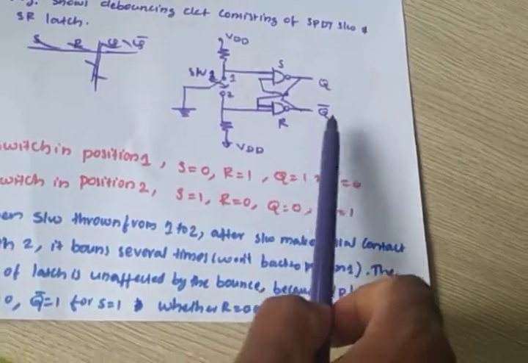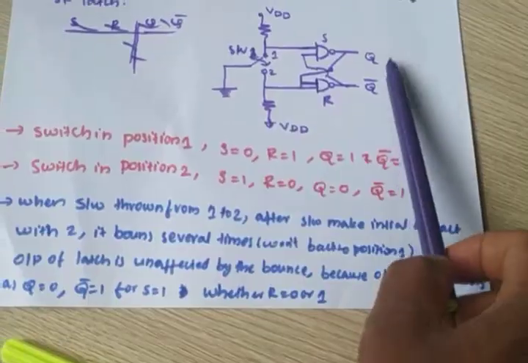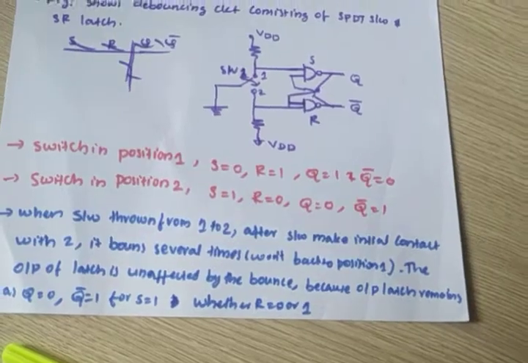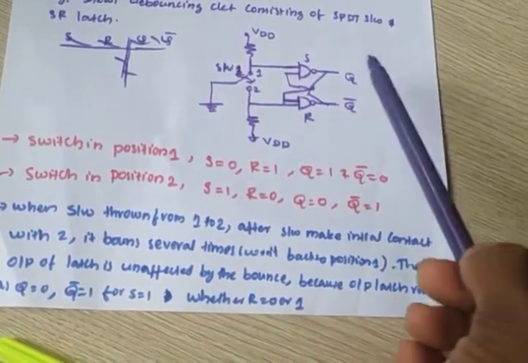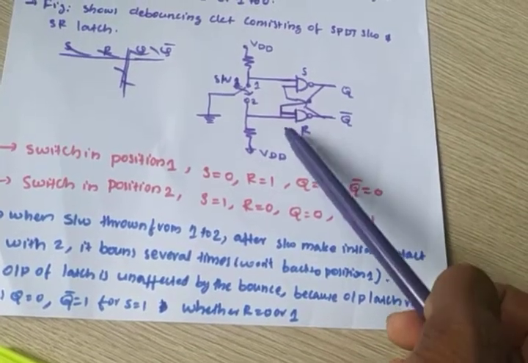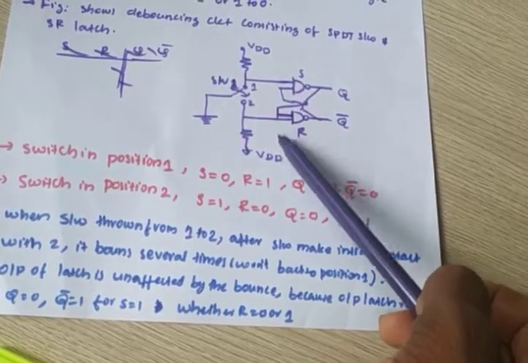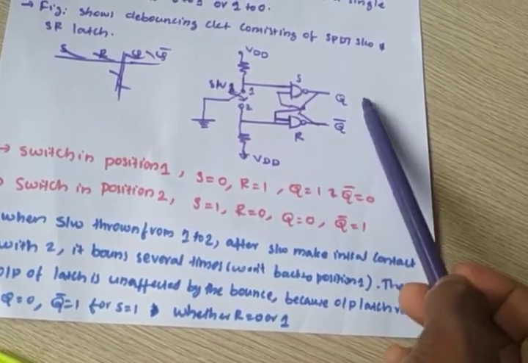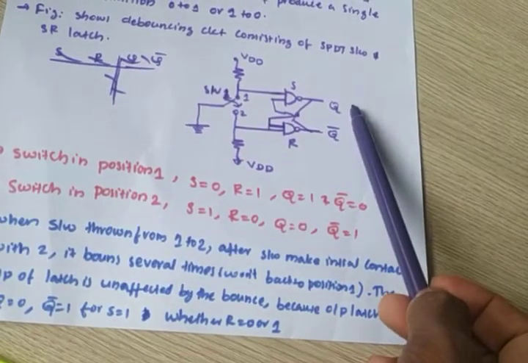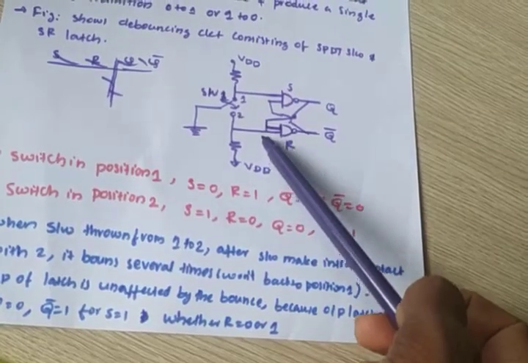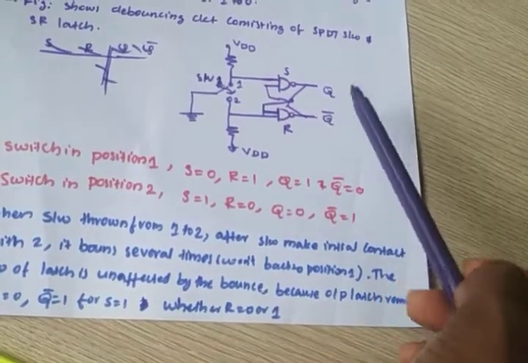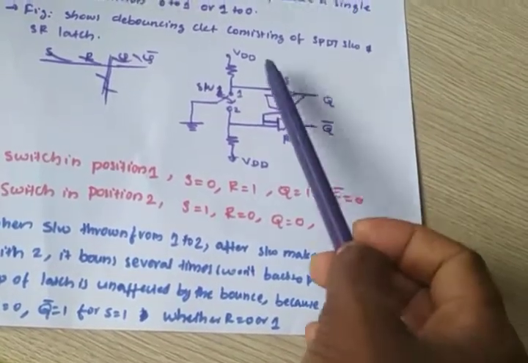Why? Because here Q bar is 1 and Q is 0 for S equal to 1. For S equal to 1, it is already defined. Now suppose R is 1 came here. Q is already 0, so 1 into 0, this Q is 0. Suppose by chance this 1 came, it won't affect. Why? Because Q is 0, Q bar is 1 for S equal to 1. The S value is not changing now.